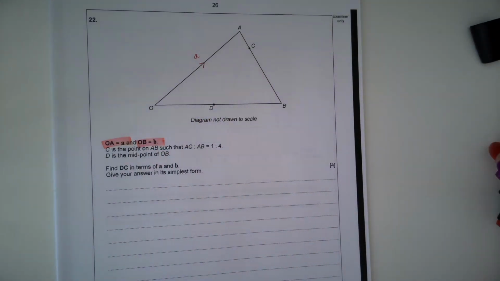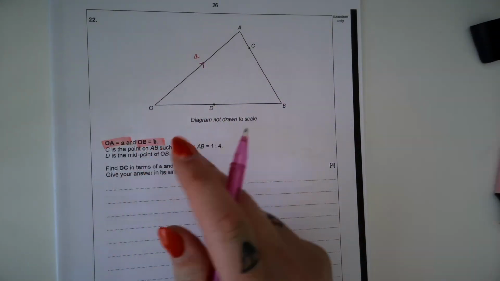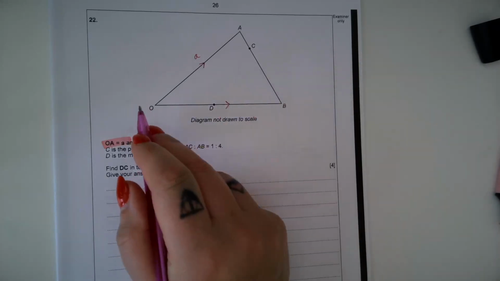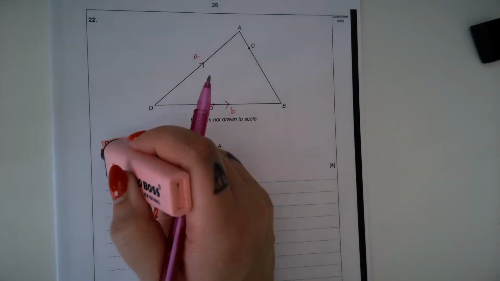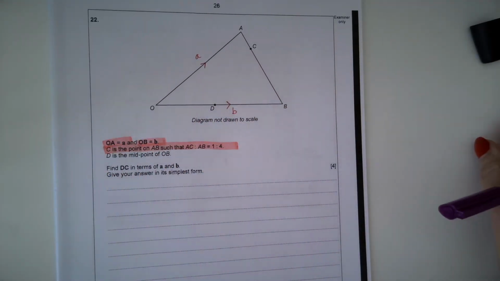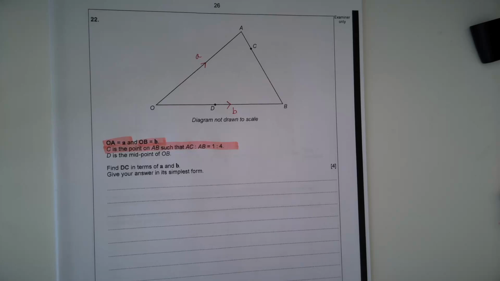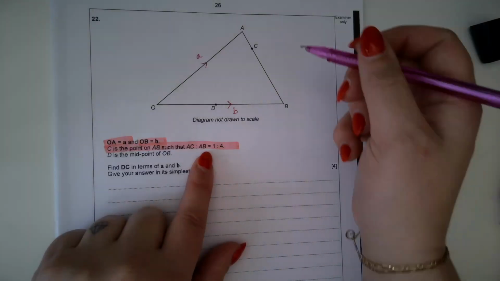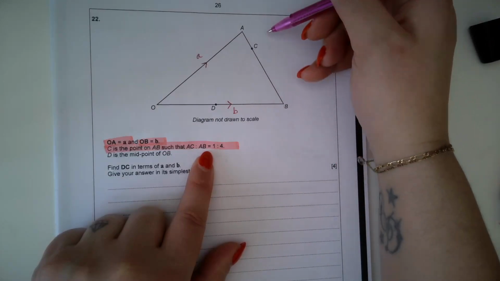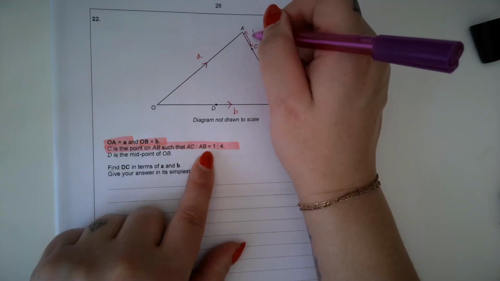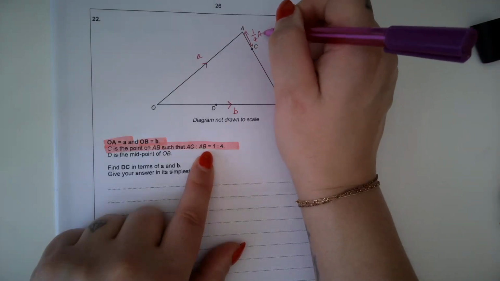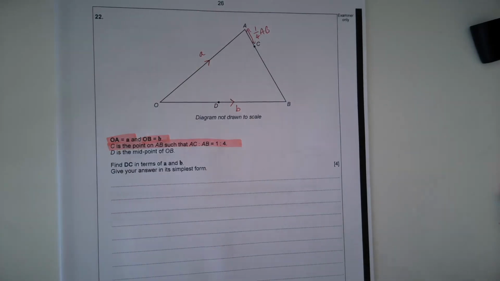O to B. So O to B is B. So that whole journey from O to B in the direction of the arrow is positive B. C is the point on AB such that AC to AB is 1 to 4. So the ratio of AC to that whole length, AB, is 1 to 4. So A to C is 1/4 of AB. So we just need to remember that fact.